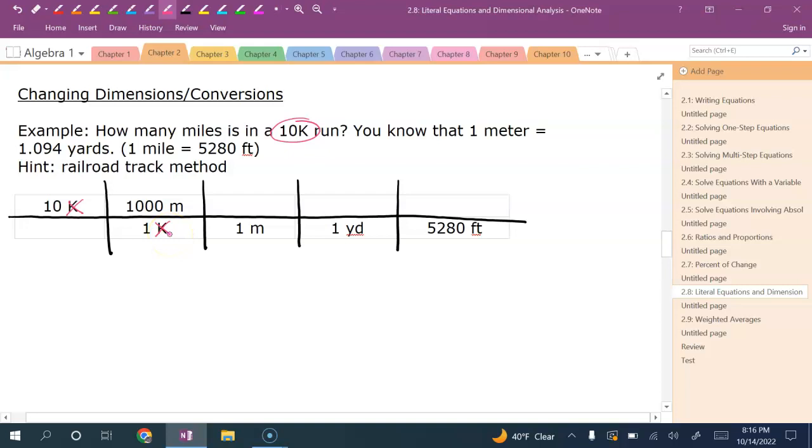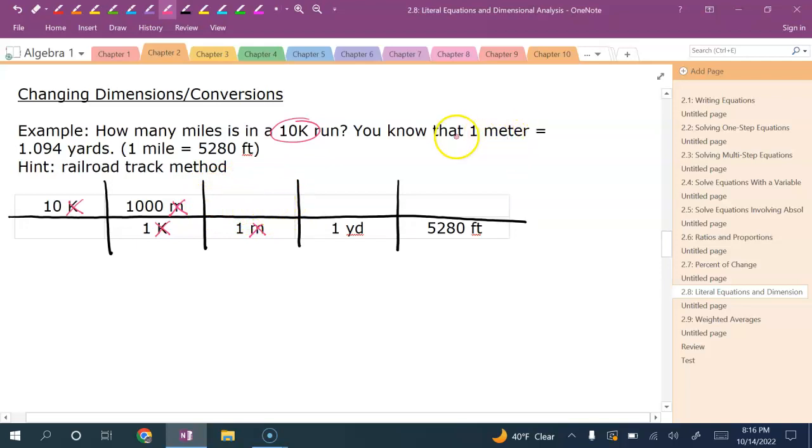Eventually what I want to see happen is I want all of my labels to go away and I want to be left with miles, because I'm trying to get 2 miles for my last conversion. So I got my kilometers to go away. Now what I've got here are meters. On the top I've got 1,000 meters. And you can see how they put 1 meter down here on the bottom, again, to get these meters to cancel.